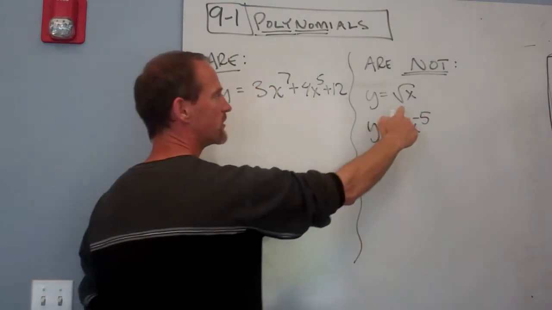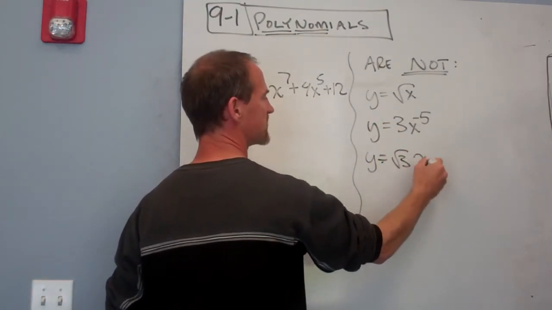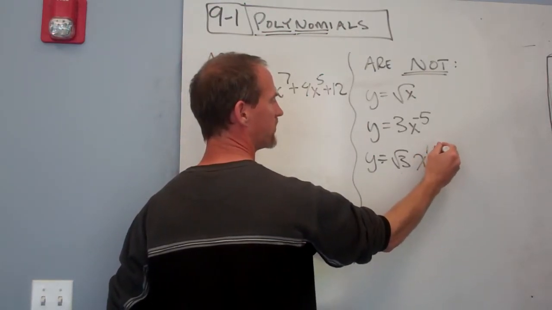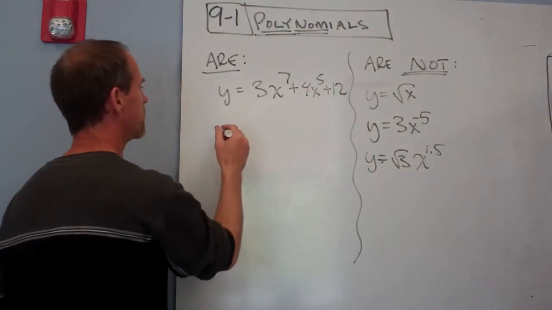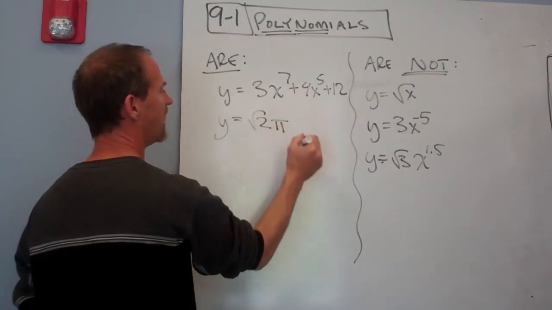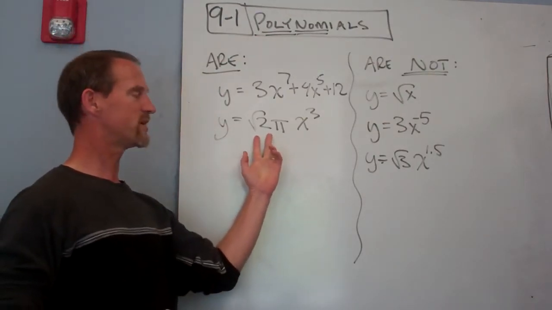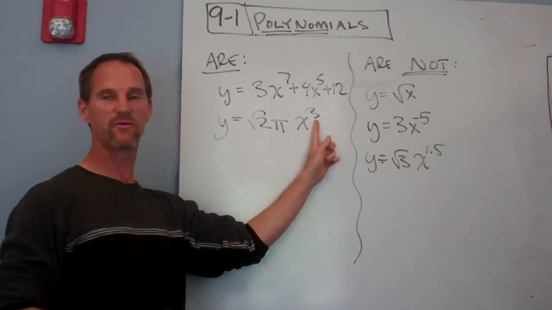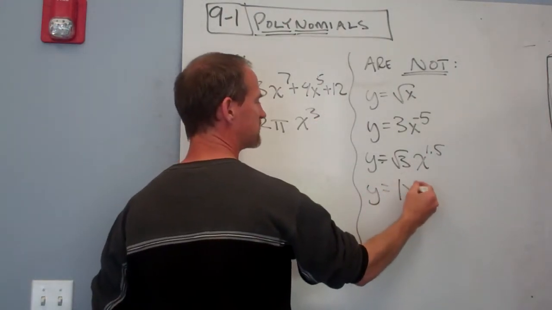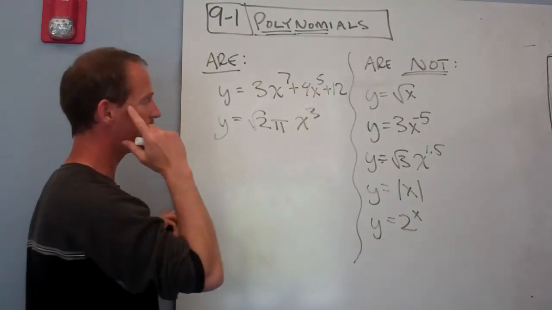You're allowed to have weird things out in front. Y equals the square root of 3 times x to the 5th would be okay, but if I write 1.5, that's not okay. So those are all things that are no good. I could say square root of 2 pi x to the 3rd. That's okay. It's okay to have weird numbers out in front. It's just not okay to have weirdness in the exponents. So y equals the absolute value of x. Y equals 2 to the x. These are things that are not polynomials.